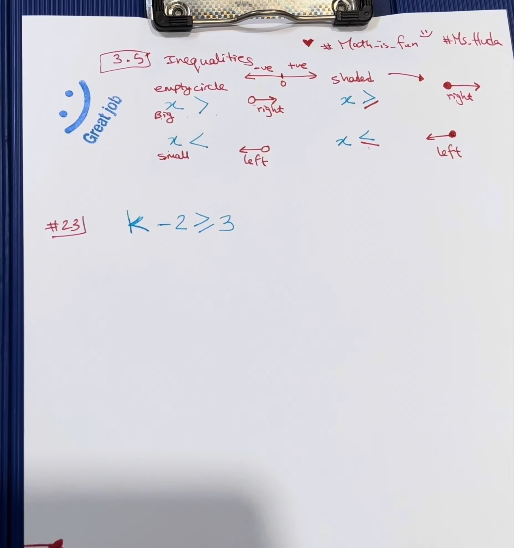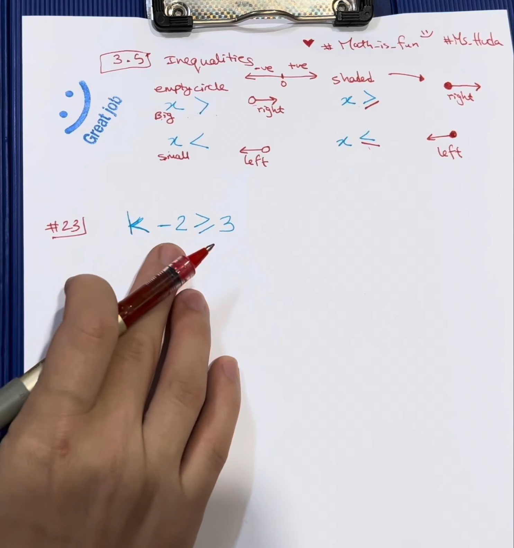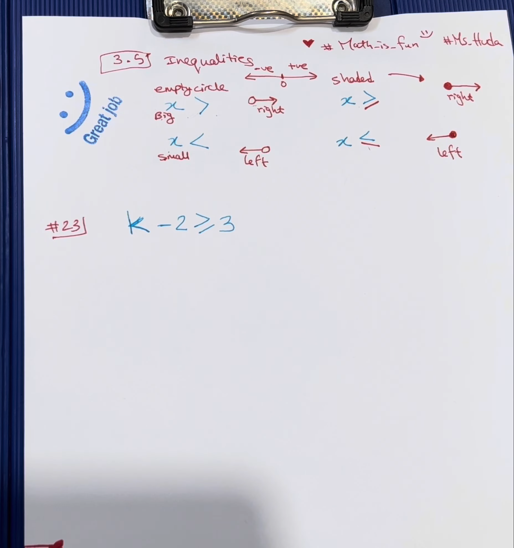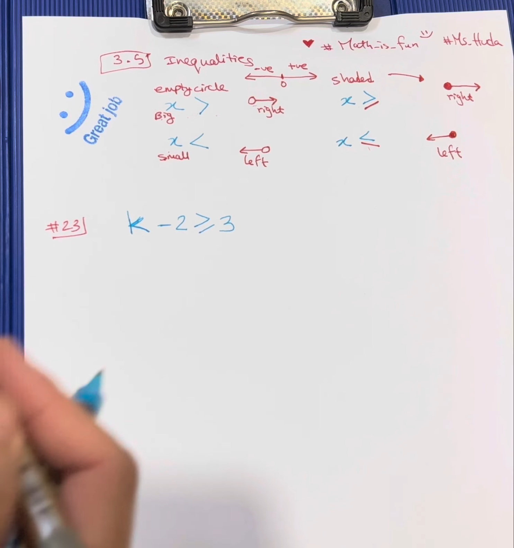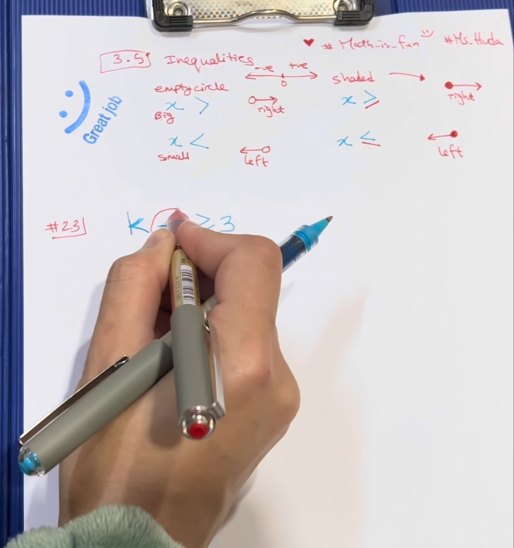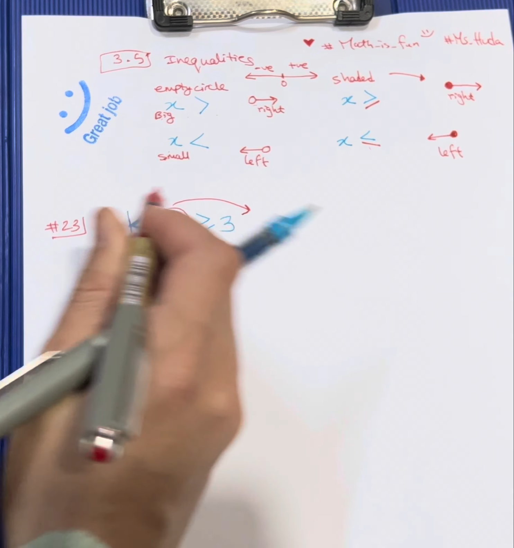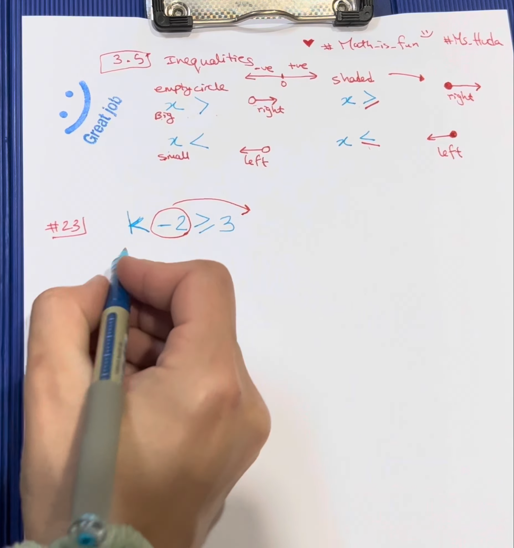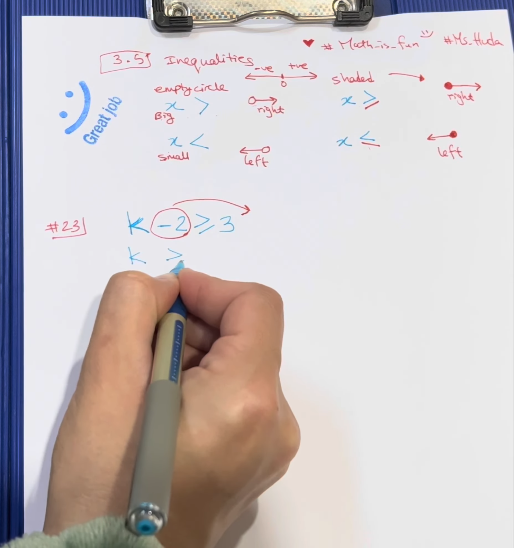Okay, dears, let's solve this question: K minus 2 is greater or equal to 3. To answer this type of question, it's subtraction. So I start by asking the question, what do we have and what do we do? I have subtraction and I will do addition. So I'm going to play volleyball here, and negative 2 will go to the right side. I will get K is greater or equal to 3.